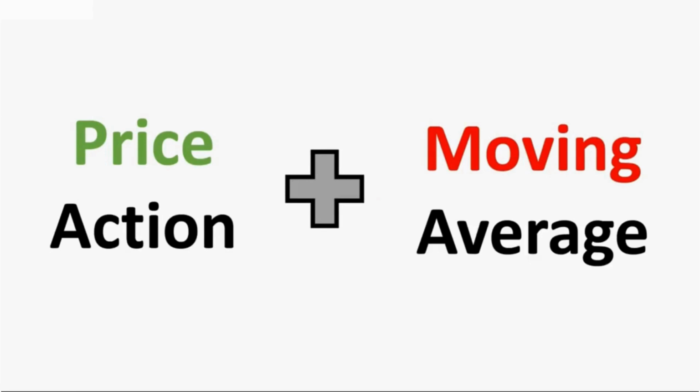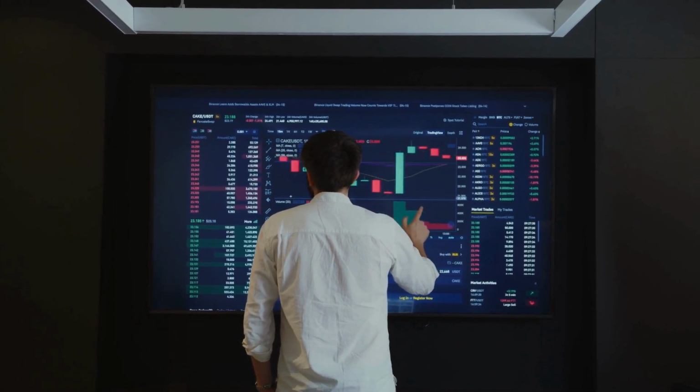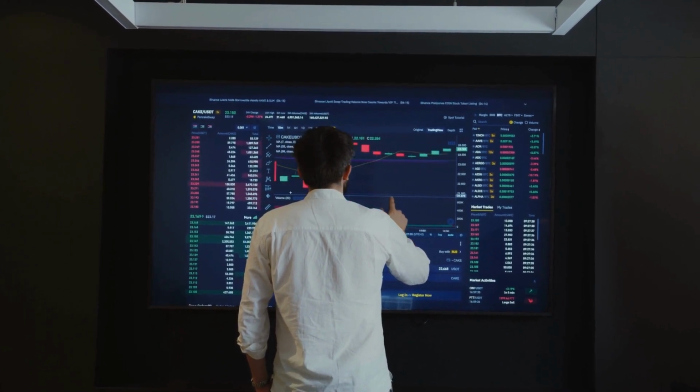You see, this strategy basically requires a knowledge of price action along with the indicator moving average. Now, price action means the movement made by the market, by the price of the stock. And if you have spent at least some time in the stock market learning technical analysis, then I am sure that you must have some knowledge about price action.